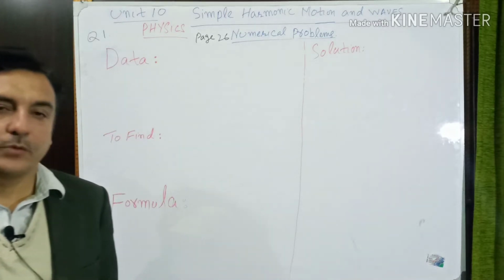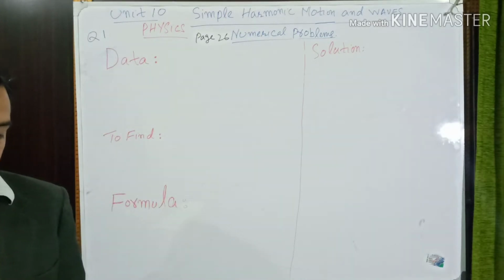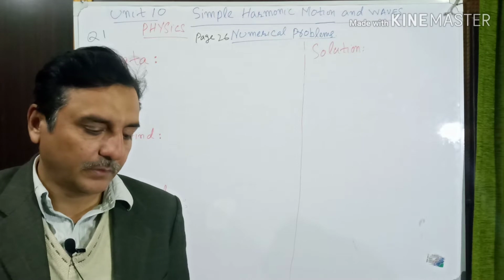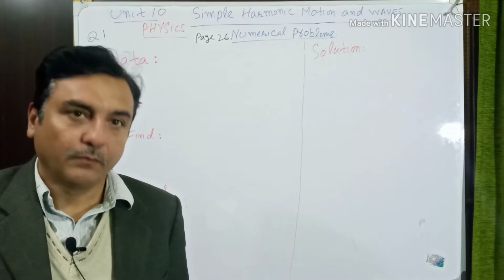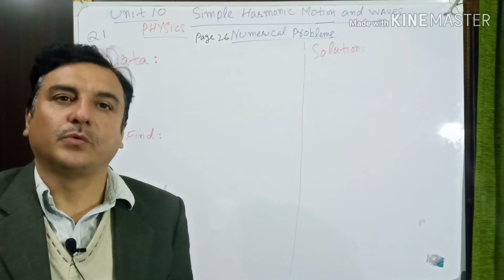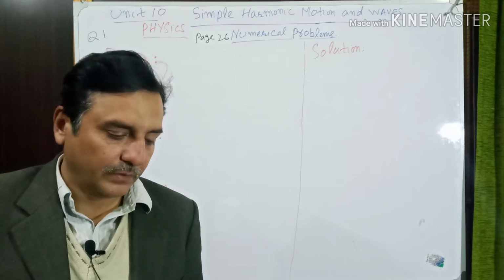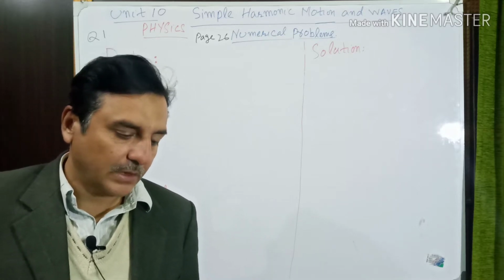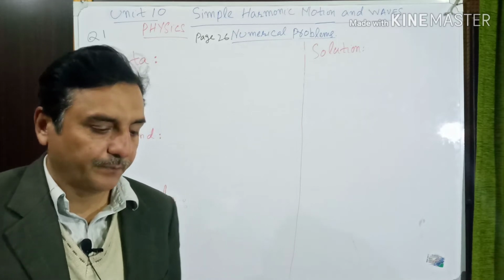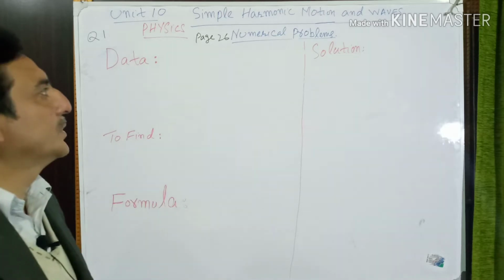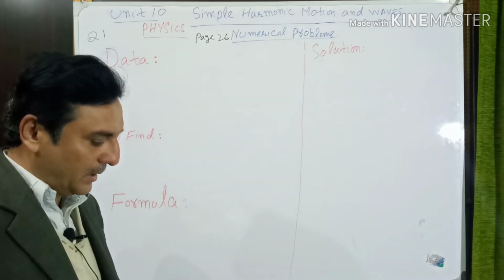Bismillahirrahmanirrahim. Today we start physics class 10. Board is Khyber Pakhtunkhwa. We will first do numericals of this book. So we start from chapter 10 or unit 10, simple harmonic motion and waves.